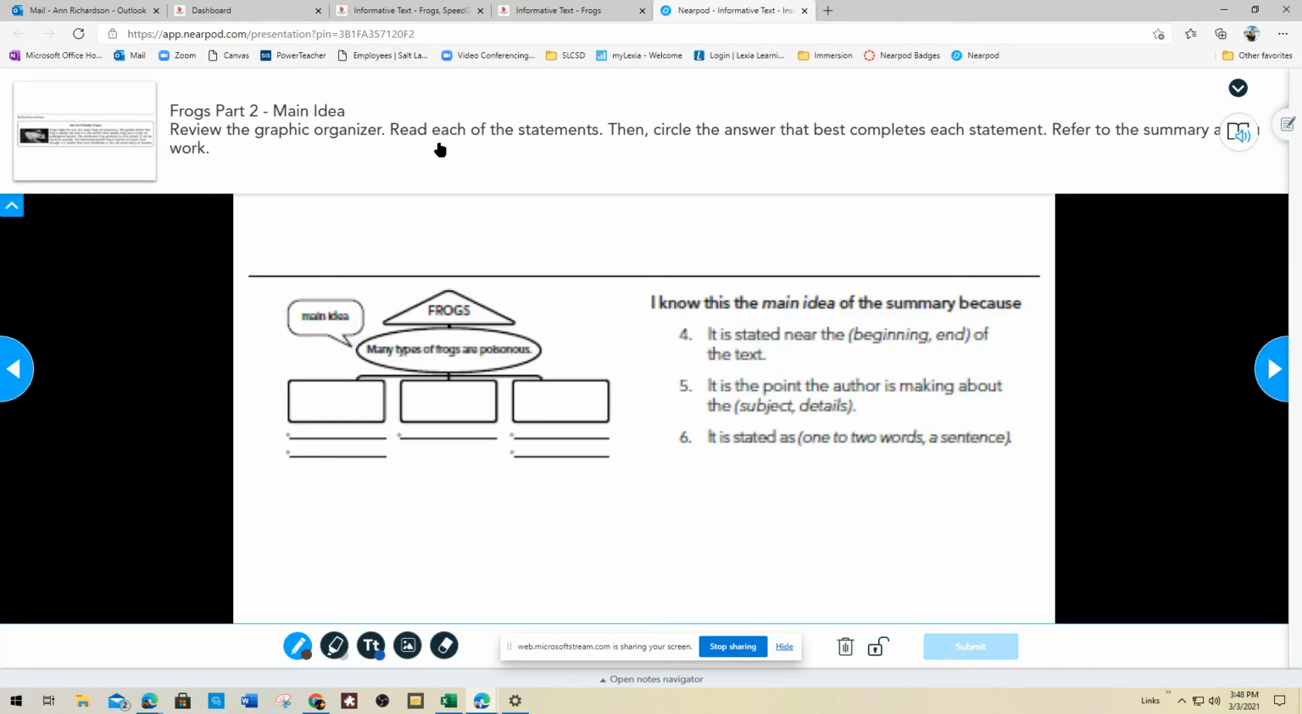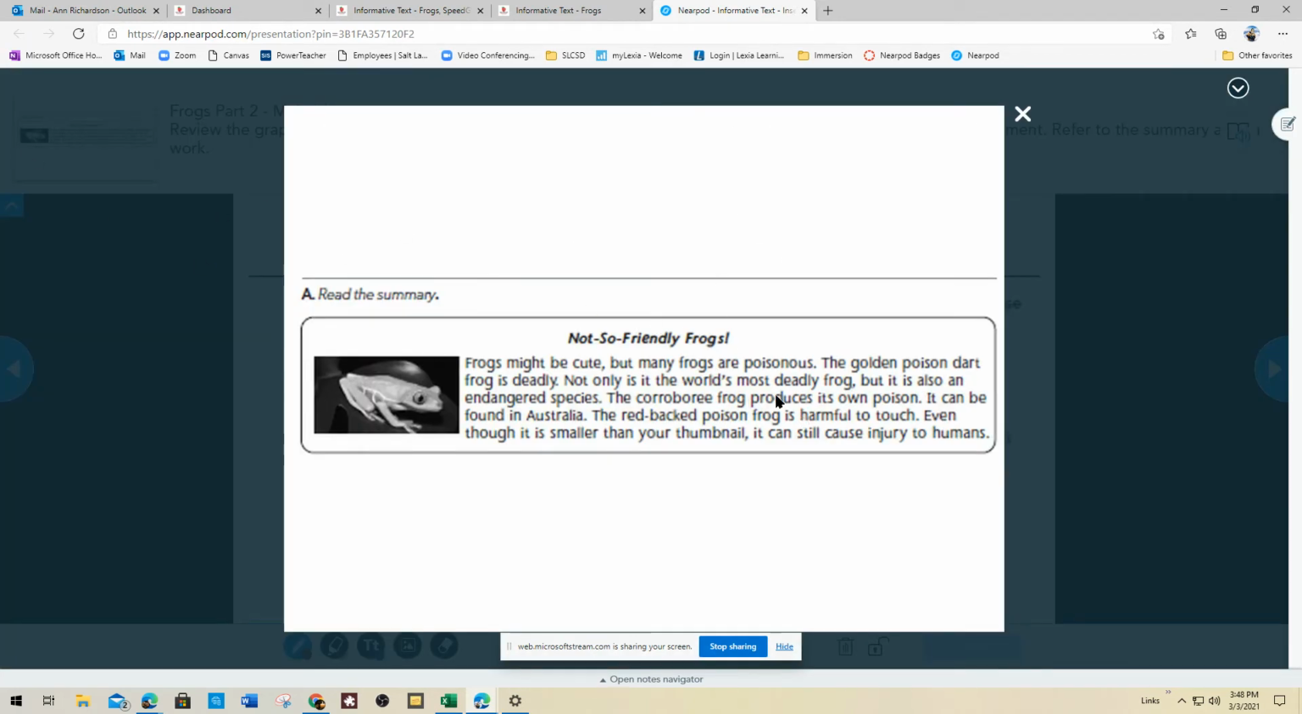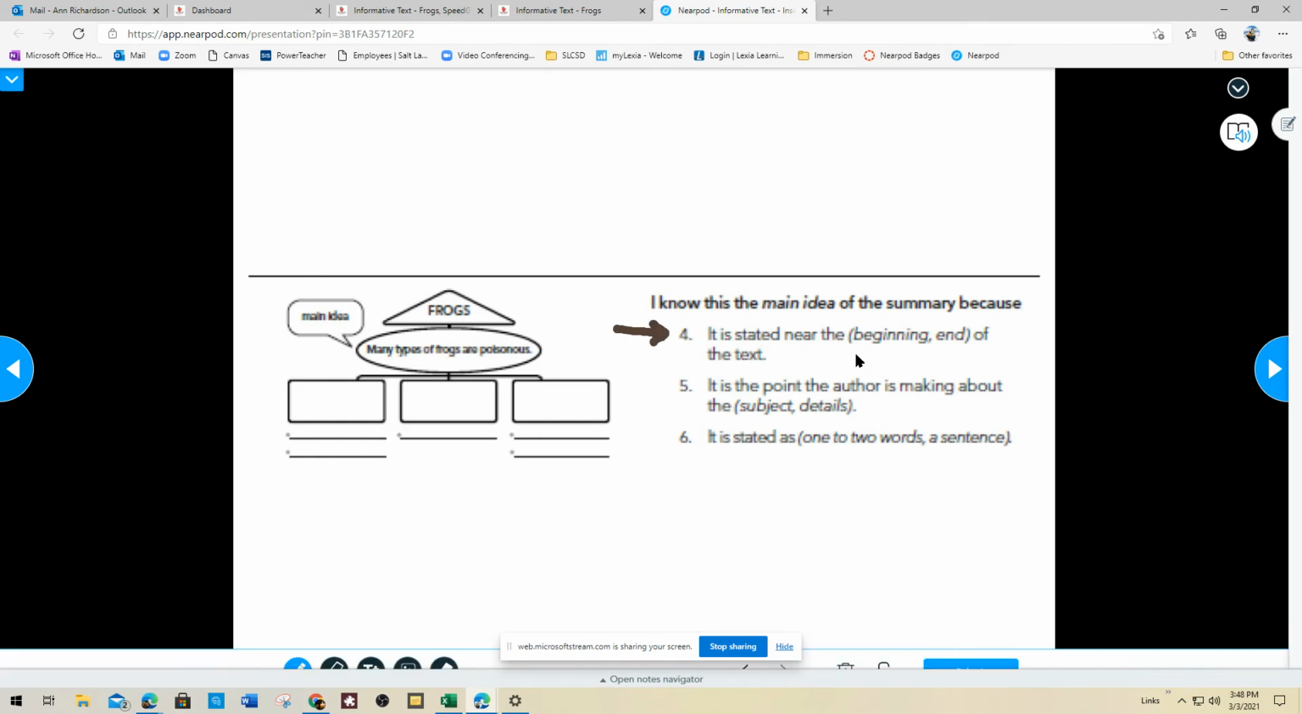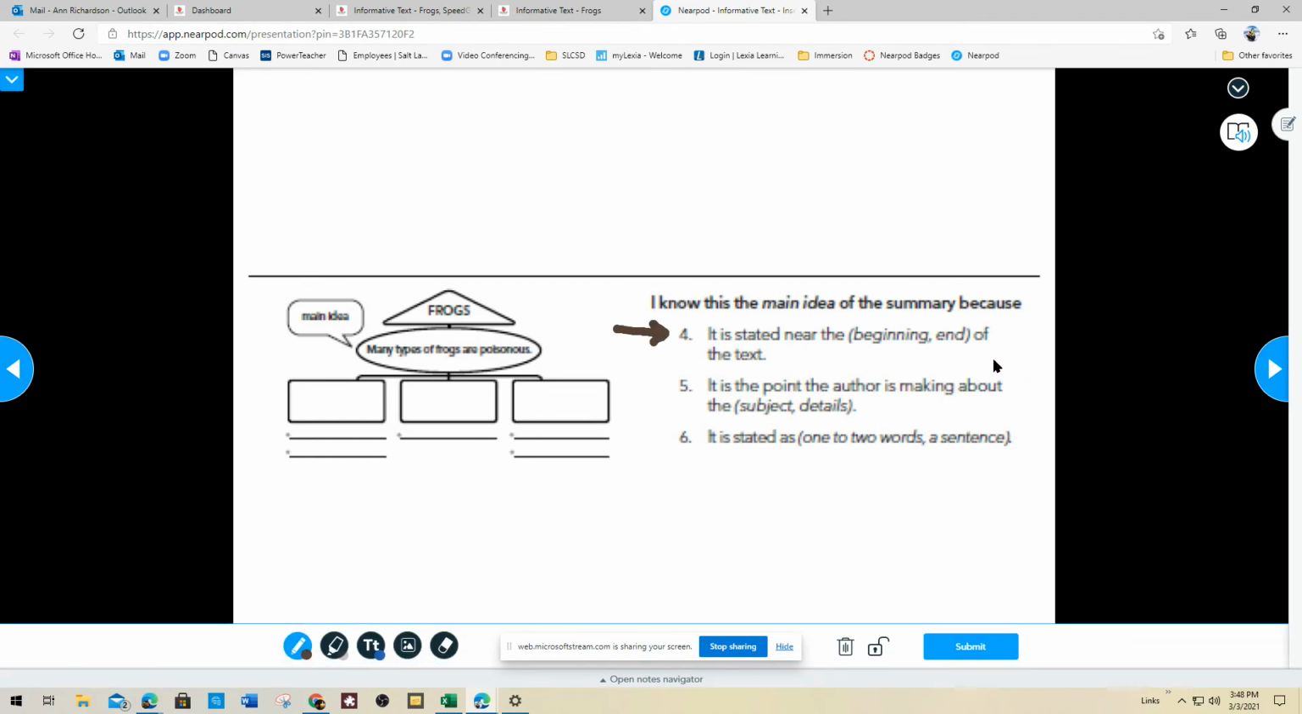All right, so we're going to look at the main idea. If we look at frogs, by just popping this out, frogs might be cute, but many frogs are poisonous. So we've read this. We know it's about the golden dart frog, the corroboree frog, and the red-backed poison frog. So we know that they're poisonous, right? Is it found at the end or is it found at the beginning? We're talking about frogs being poisonous. So that's how you answer this one. Is it stated near the beginning or end of the text?